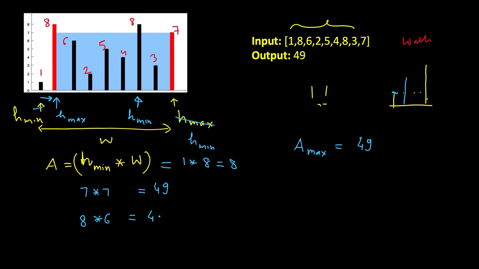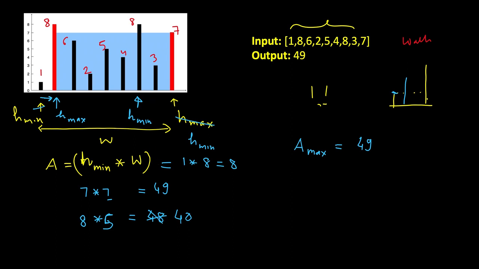So new area is 48, which is not more than the max, so we don't update it. So width is 1, 2, 3, 4, 5. Sorry, width is 5 in this case. So in fact it's 40, because earlier width was 7, we decreased by 2 here. So 40 was not better than 49, so we don't change it.